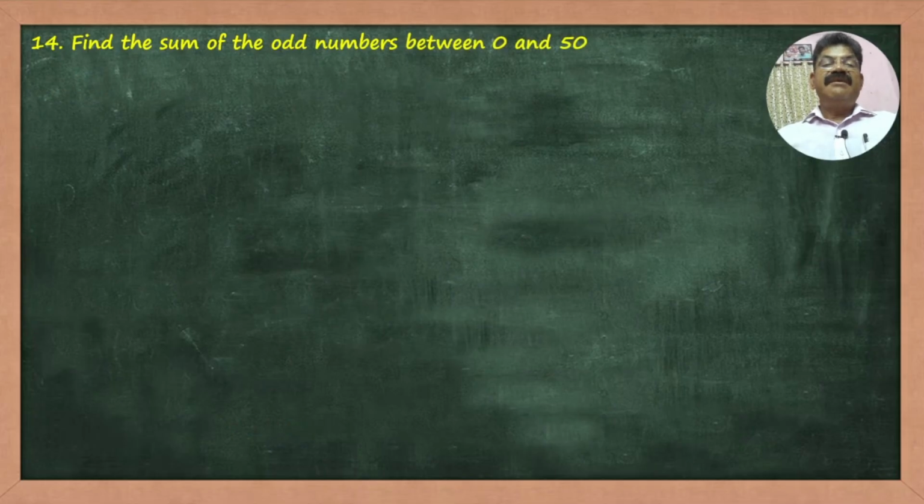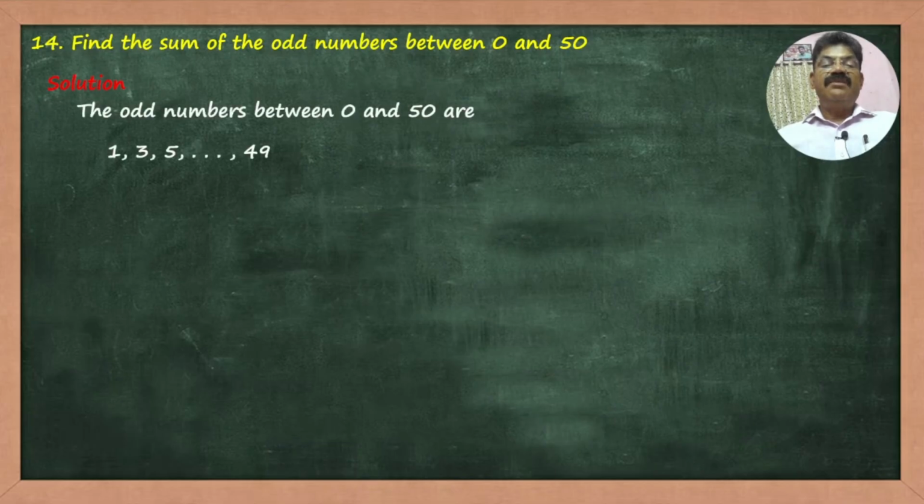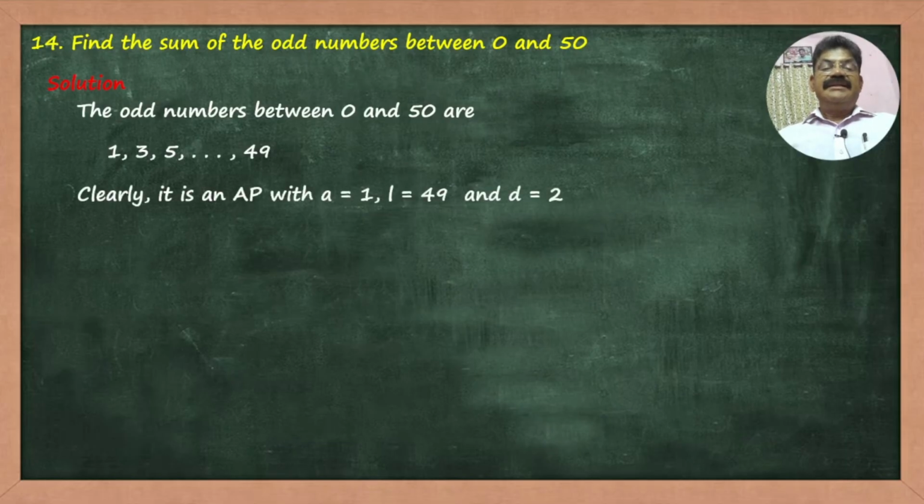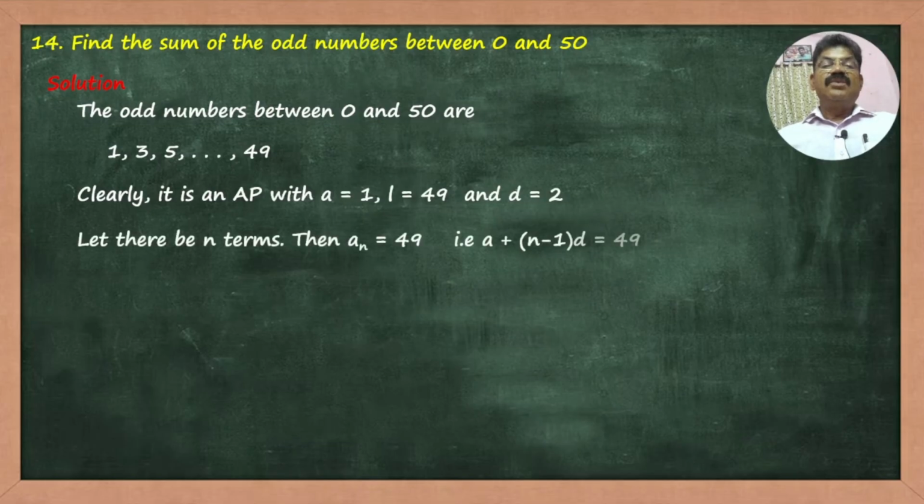14. Find the sum of the odd numbers between 0 and 50. The odd numbers between 0 and 50 are 1, 3, 5 to 49. Clearly, it is an arithmetic progression with a = 1, l = 49 and d = 2. So, what is required? Sum of all the odd numbers between 0 and 50.